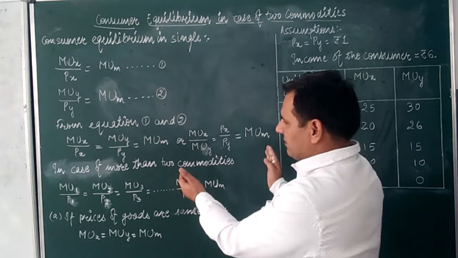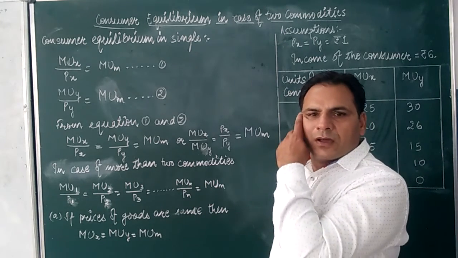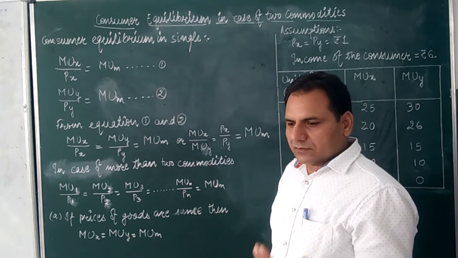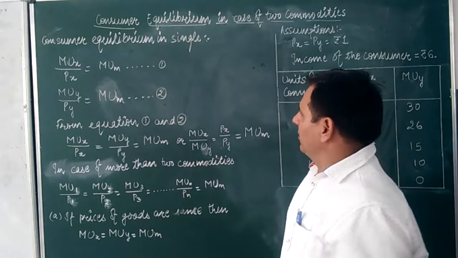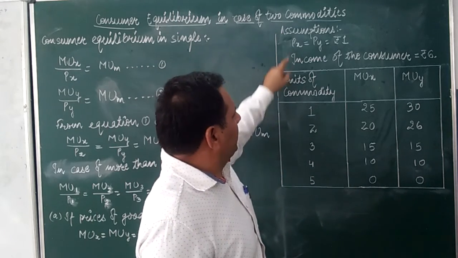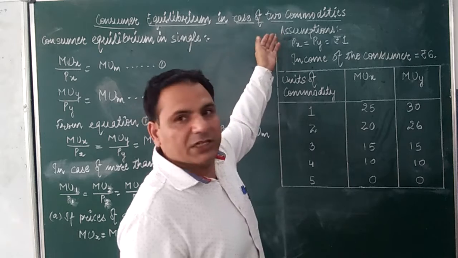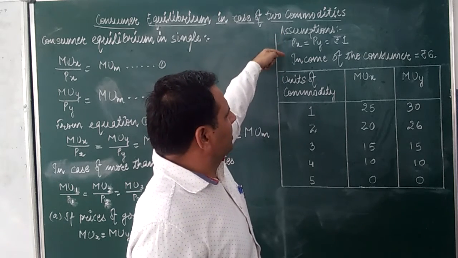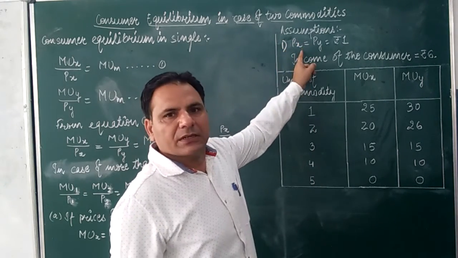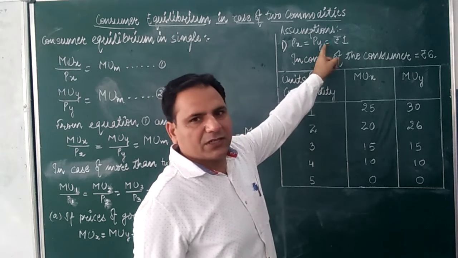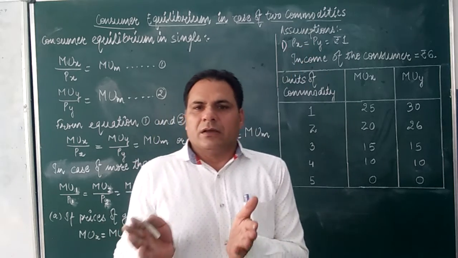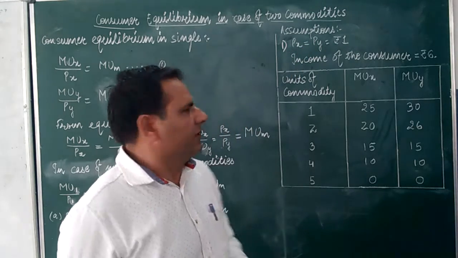I hope you would have understood this equation. To understand how the equilibrium will be struck, we can have another table with us, and this table is made up on two main assumptions. The first assumption is that price of x is equal to price of y, and that is rupees 1. It means price of commodity x and y is the same, and this price is rupees 1.